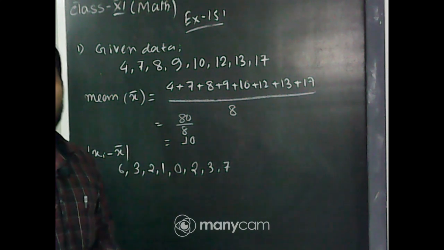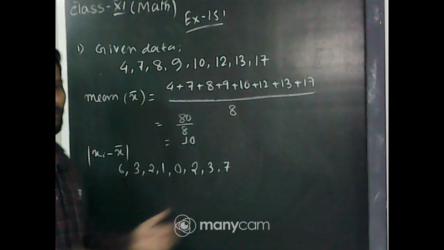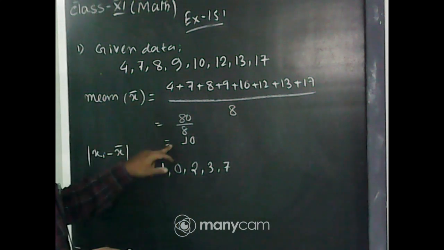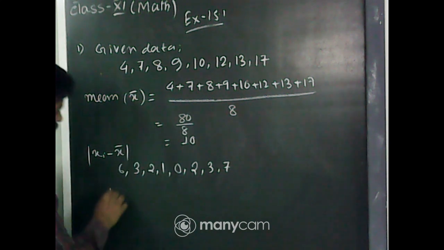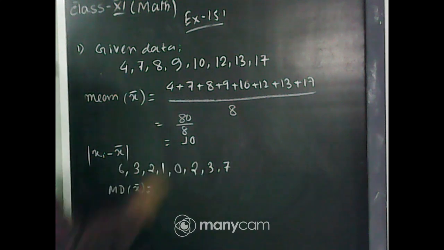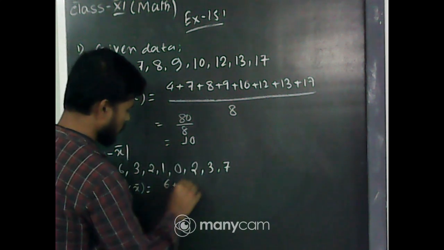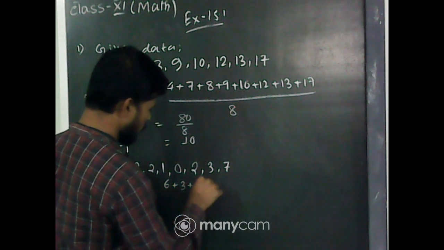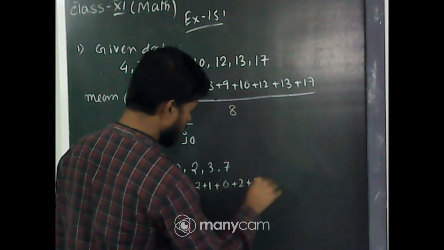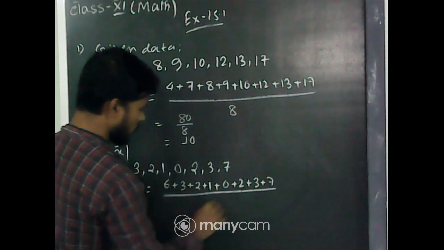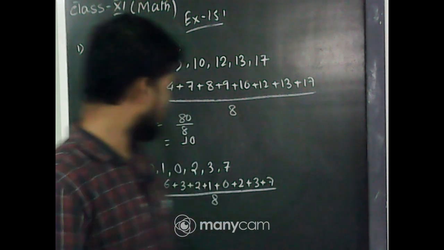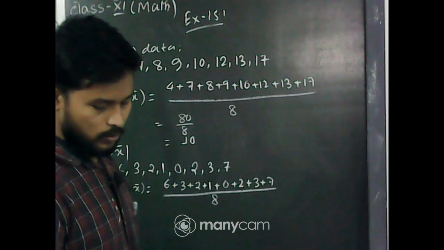Now, if I calculate the mean of this data, we get the absolute mean deviation of this data from the mean. So the mean deviation about mean is equal to the mean of this data. That means 6 plus 3 plus 2 plus 1 plus 0 plus 2 plus 3 plus 7 divided by 8, because the number of data is 8. Now, just add them.